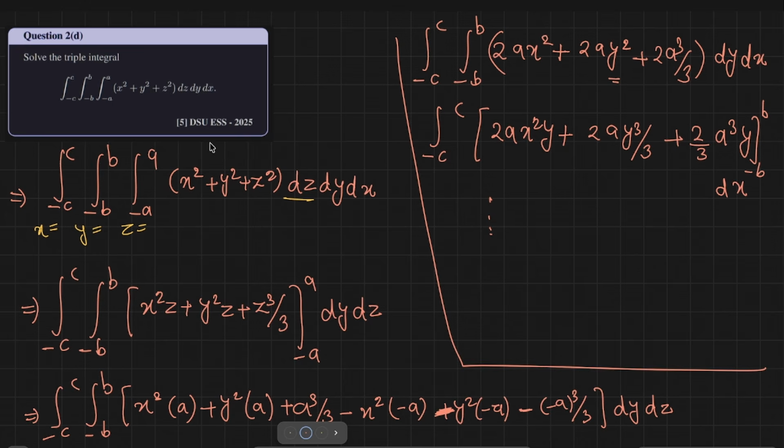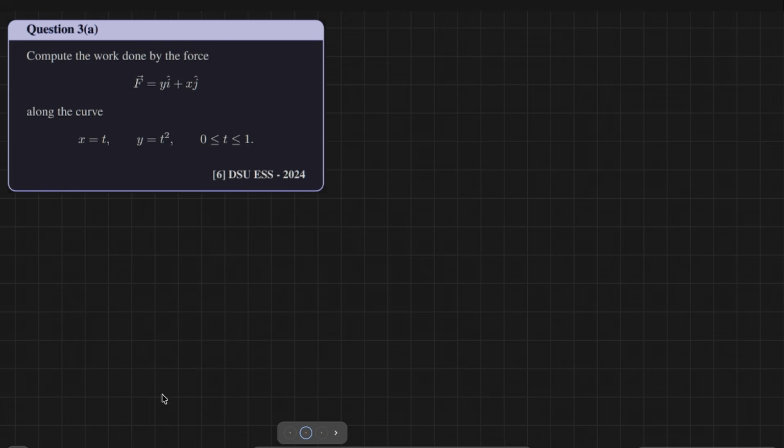Now come to the next question. So okay, that is the third A. So now it is related to the vector calculus. The question is compute the work done by force is given here. So okay, so x is given in the form of the parametric form. X is equals to t, y is equals to t square. So here f vector is basically y i cap plus x j cap. X is the function of t and y is the t square, where t in the form of this.